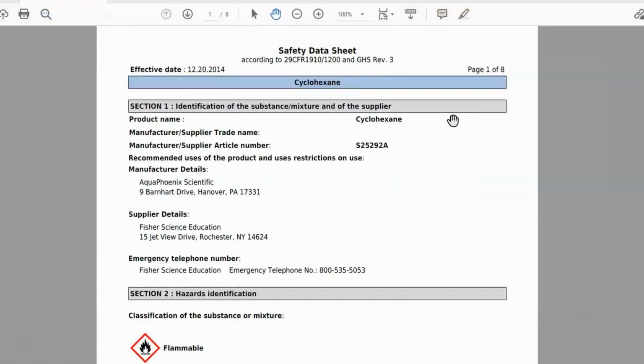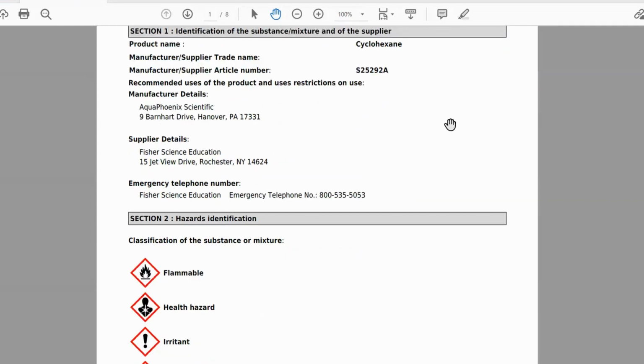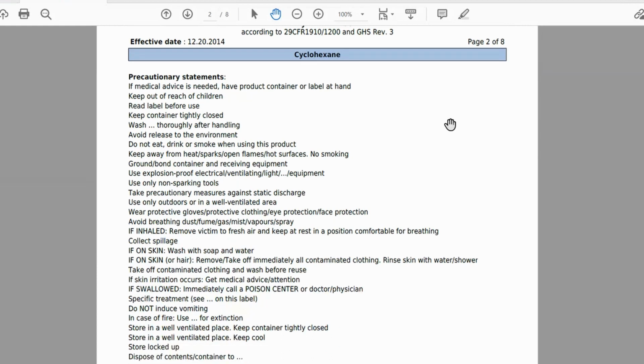Okay, so this is cyclohexane. Remember just now we had n-hexane; this is basically the cyclic form of n-hexane, so it's called cyclohexane. This is called an SDS, so you need to look at what is in it.